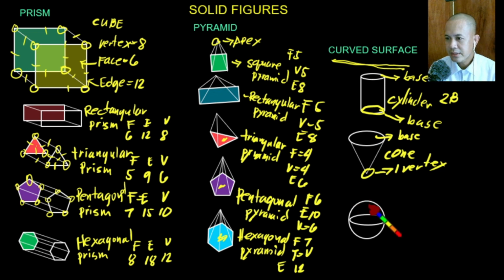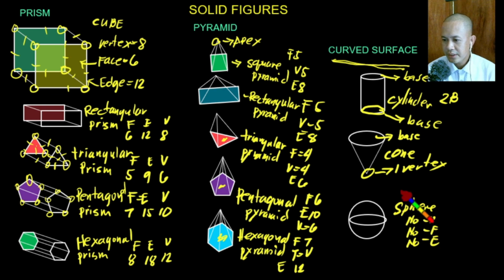And the last curved surface that we have is called sphere. A sphere has no vertex, no face, and no edge. So this is sphere. So those are the different solid figures that we're going to discuss for today.